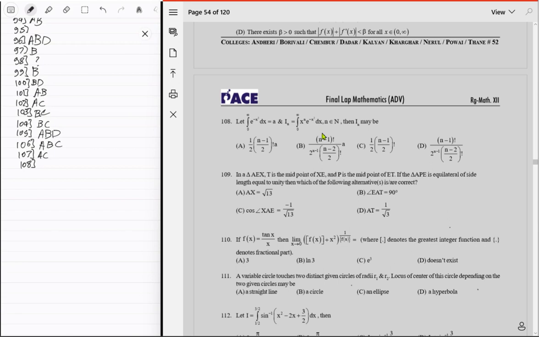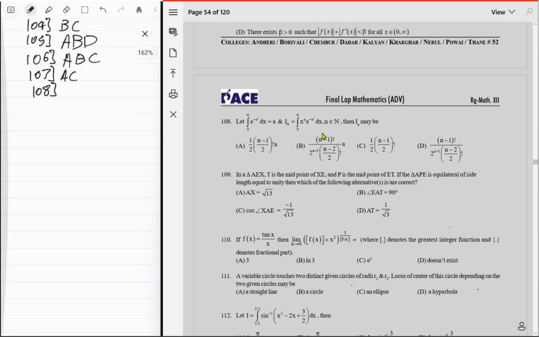Negative x square, right? Okay, now what if we differentiate this to n? In fact, the n comes out. It's just natural log of x or something. But that's not going to work. No, it's not. Okay, we just have to do it the proper way.